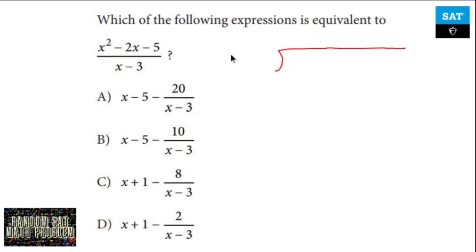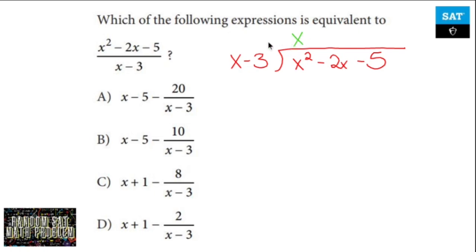All right, I'm going to set it up. x minus 3, dividing into x squared minus 2x minus 5. Make sure that it's in standard form and that nothing in the middle is missing. Just like regular long division, you ask yourself, x times what gives me x squared? Well, x times x gives me x squared.